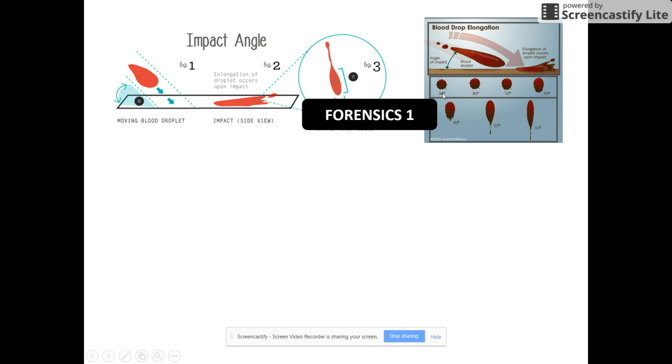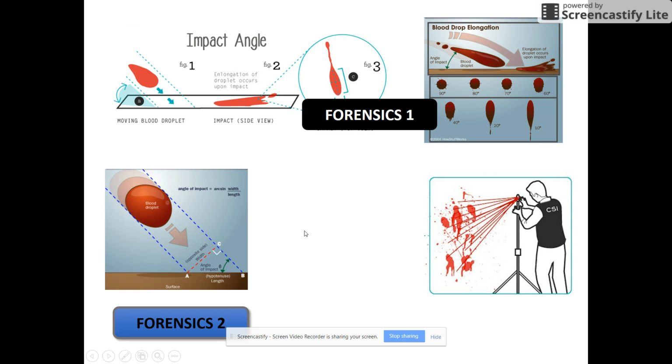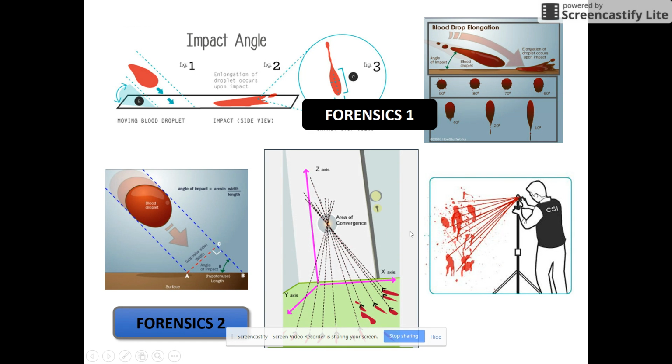You learned that if they fall from straight above, they're pretty much circular, but if they hit a surface at different angles, then they have a more oval or elongated shape. Now in Forensics 2, we're actually going to do some math and figure out some very exact things about the size and shape of the blood drop that hits a surface. And then we are going to use some other measurements and calculations to figure out where in three-dimensional space the blood may have originated. So that can tell us things about where people might have been standing or lying or whatever during a crime scene.